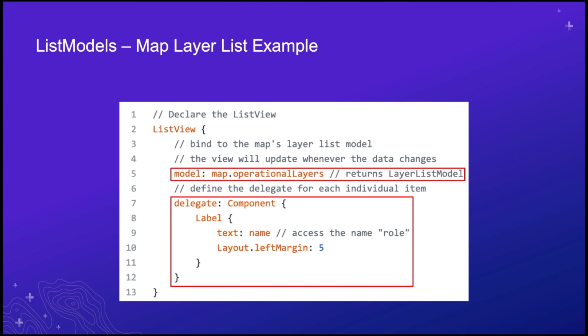So in this example, it's simply a label, and we're going to access the name role. But we could access any of those roles here. We could use the description, we could use visibility, and so on.